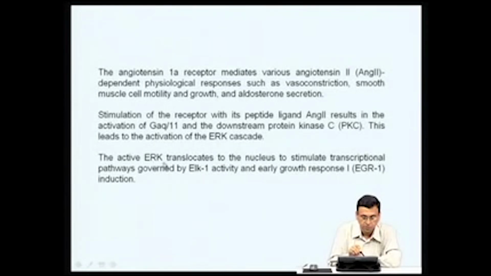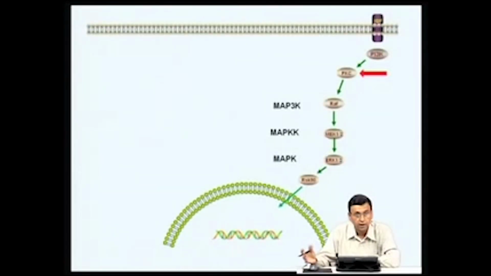This extracellular receptor kinase then translocates to the nucleus and stimulates the transcription pathways governed by the ELK activity and the EGR1 transcription factor, which is the early growth response gene product. Similarly, insulin-like growth factor, again a very important molecule involved in cell proliferation, acts through a PI3 kinase pathway. This is the receptor tyrosine kinase pathway.